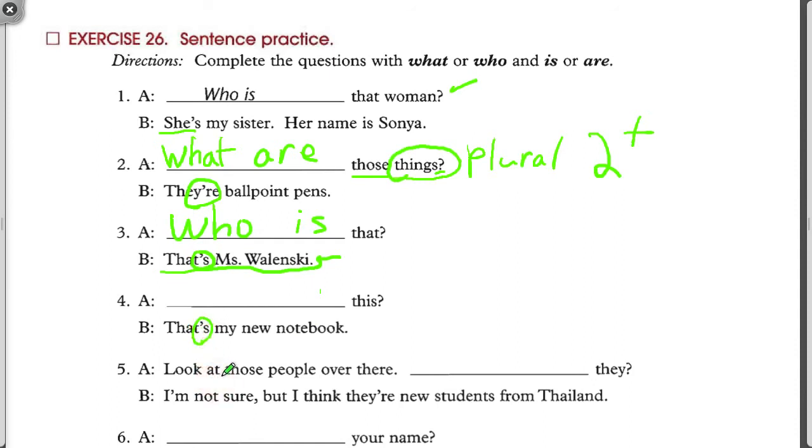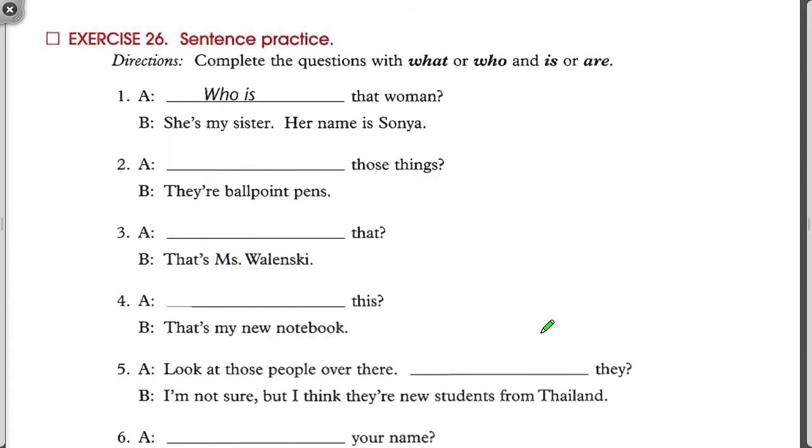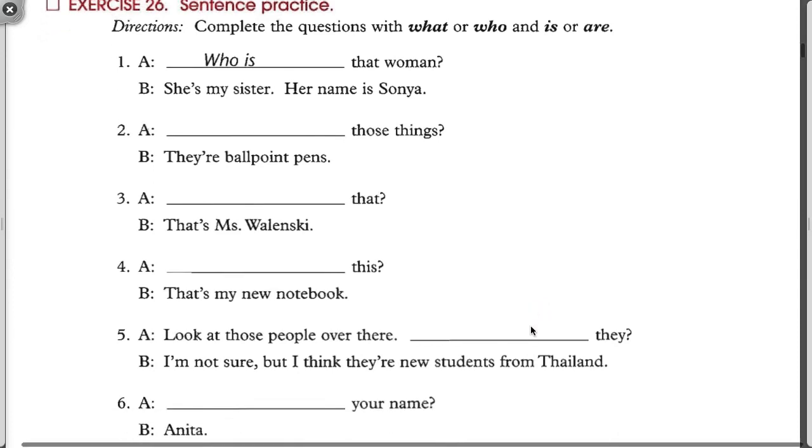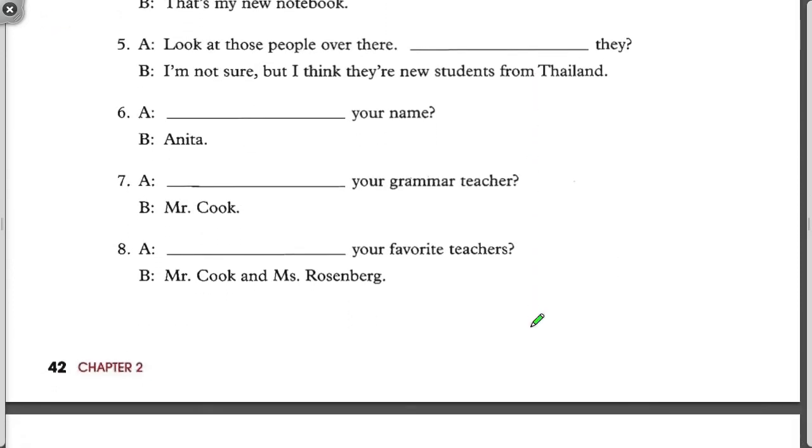I want to point out you have is here. And you have a notebook, it's a thing. So you would have what because it's a thing. What is this? Okay, number 5. Look at those people over there. People. So you have to have who. And plural form of people, 2 or more. So you would have are they. I'm not sure, but I think they're new students from Thailand.